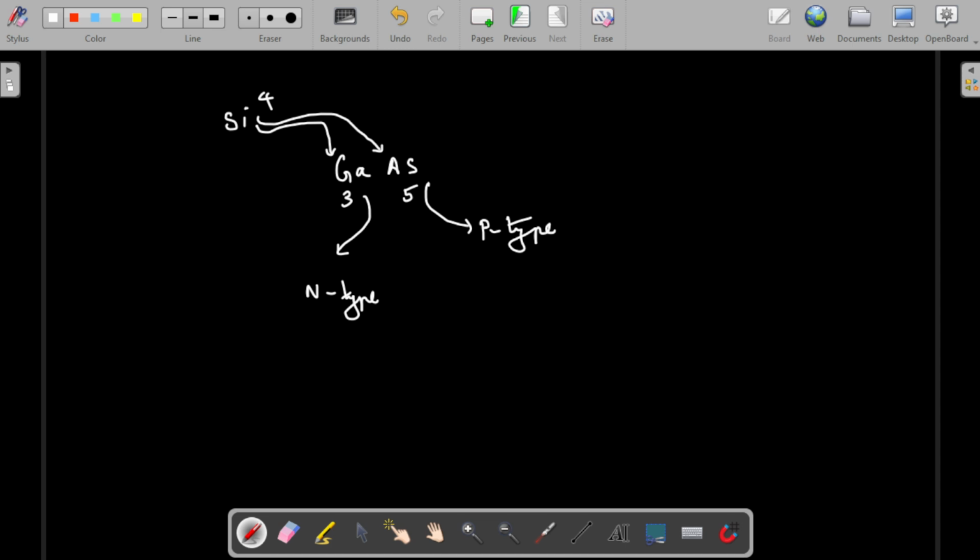So from here, I'm closing the discussion on the p-n junction diode. I hope I have given the best examples and explanations on all of the things.